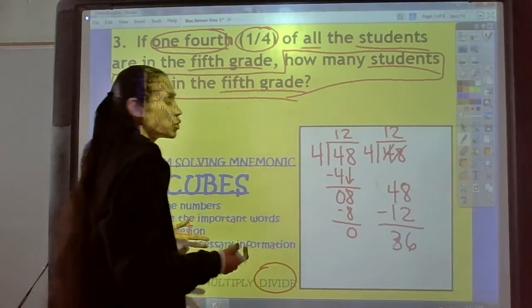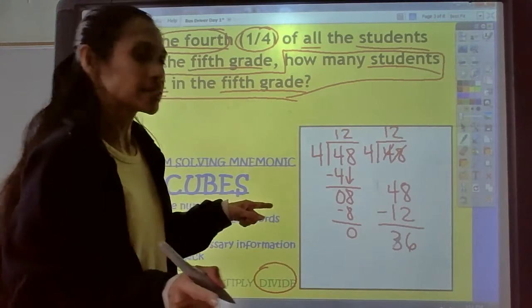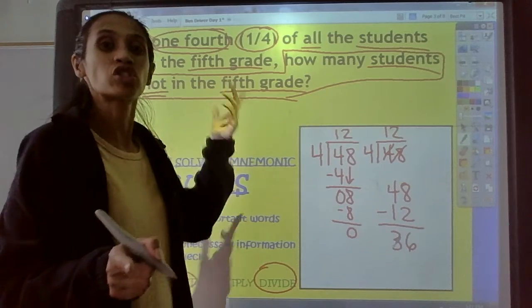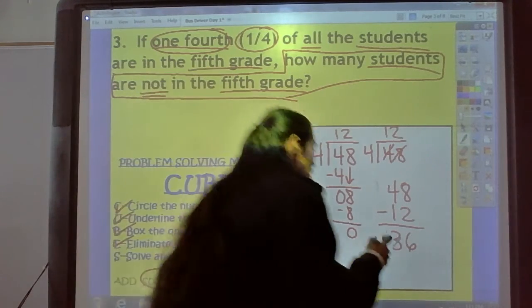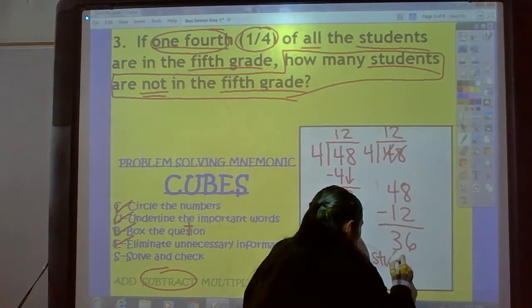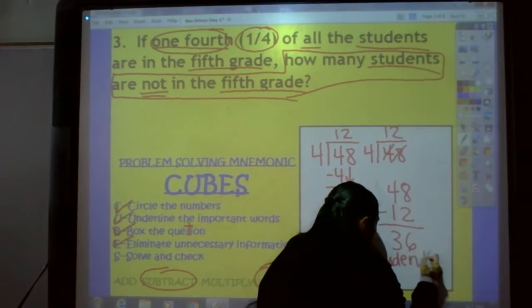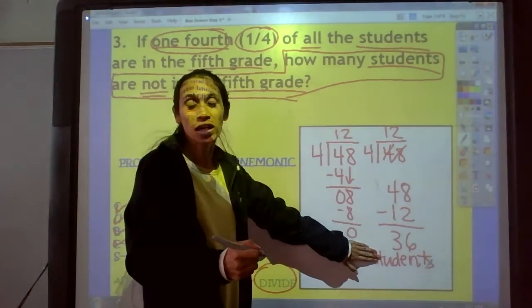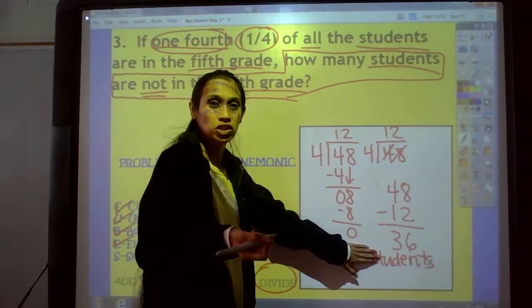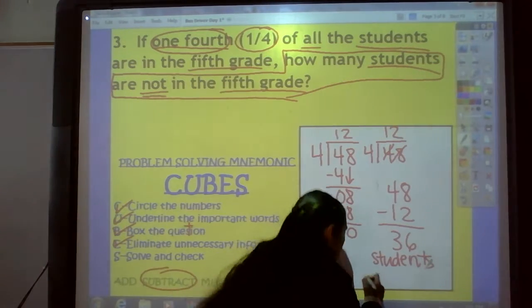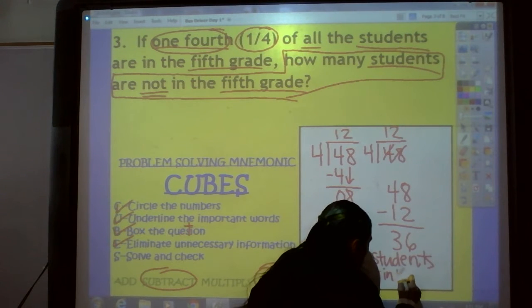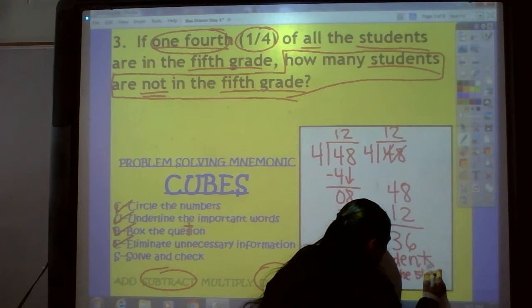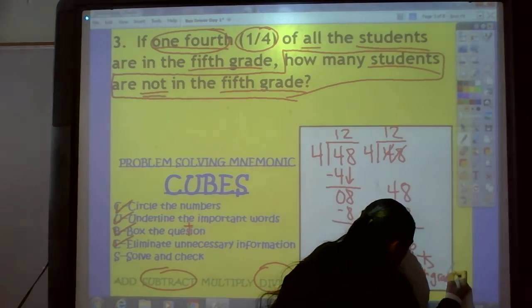So we are done, but we need our unit. 36 what? 36 students are not in the 5th grade. 36 students. You can leave it right there, 36 students, or I can write 36 students are not in the 5th grade. Oh, I tried to squeeze it in there.